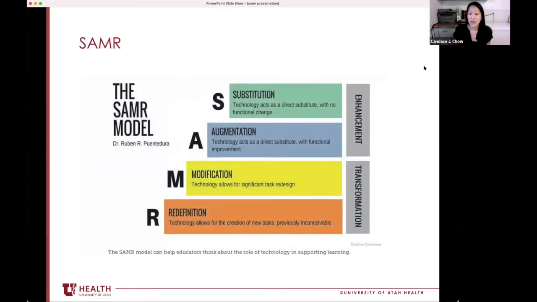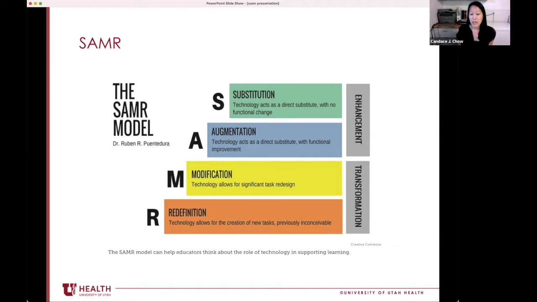So SAMR stands for Substitution, Augmentation, Modification, and Redefinition. And it was created by Dr. Ruben Fuentedura in, I think, 2010. And he wanted to create a framework that would help educators think more systematically about how they could integrate technology into their teaching. And this, again, was in 2010, so way before the pandemic, way before everyone was Zooming all the time, but still a time when technology was available and he thought could really be used to enhance education.